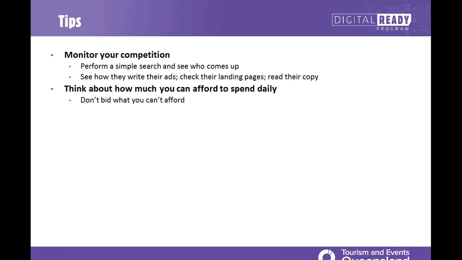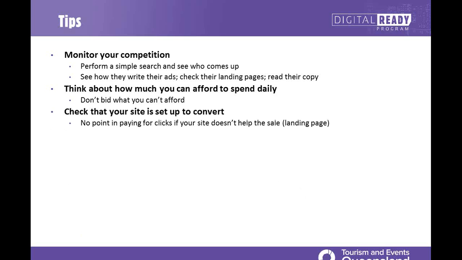Obviously don't bid what you can't afford. Think about how much you can afford to spend daily. As I said very early on, it doesn't have to be very much to start with. You can just spend, you know, $20 a week if you want to, or $200, depending on what your budget is. Don't bid what you can't afford, because then you're just wasting your money. And start with a little bit of your budget first, measure it, see how it went, and then perhaps spend a bit more on the things that are working.